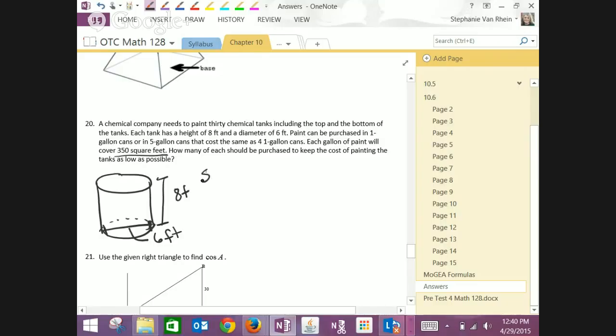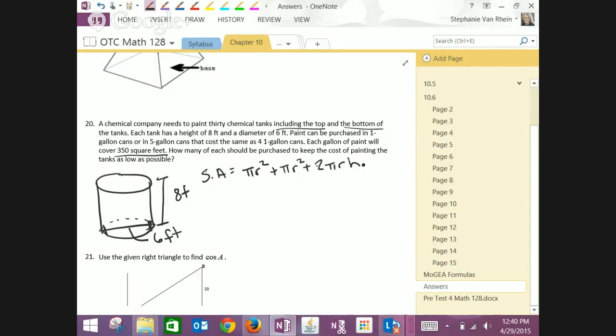So I need the surface area because I'm painting, right? The formula for surface area is pi r squared, the area of the base, plus pi r squared, the area of the top, since it says we're painting the top and the bottom, plus 2 pi r h. That would be the lateral surface.